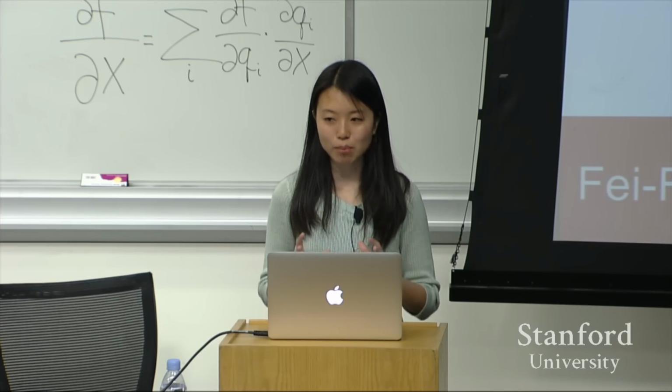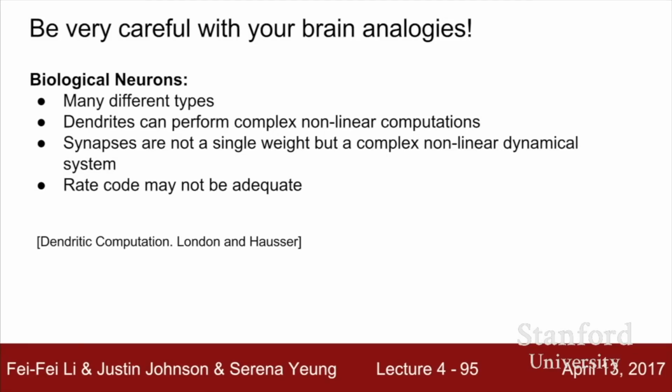But it's really important to be extremely careful with making any of these sorts of brain analogies, because in practice, biological neurons are way more complex than this. There's many different kinds of biological neurons. The dendrites can perform really complex nonlinear computations. Our synapses, right, the W0s that we had earlier, are not single weights like we had. They're actually really complex, nonlinear dynamical systems in practice.